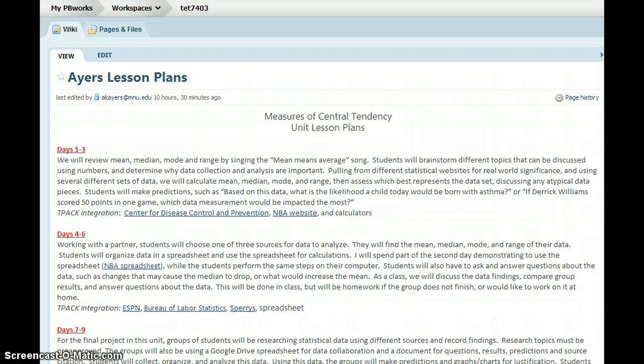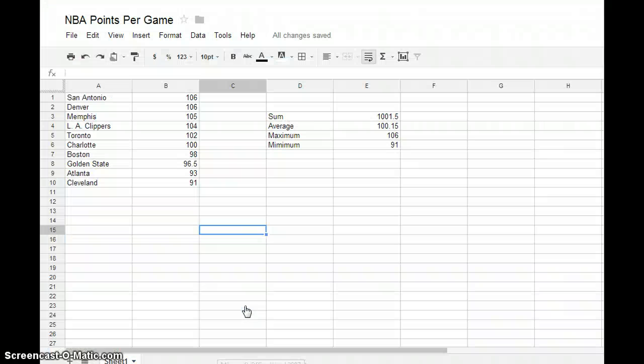Days 4, 5, and 6, students will again be still analyzing and making predictions concerning data, but more independently. I've provided 3 sites for the students to choose from. They can choose the ESPN website for fantasy football, Bureau of Labor and Statistics for yearly earnings, and Sperry's in case somebody wants to buy a pair of shoes. On day 5, we will look at the spreadsheet students will be using to organize their data.